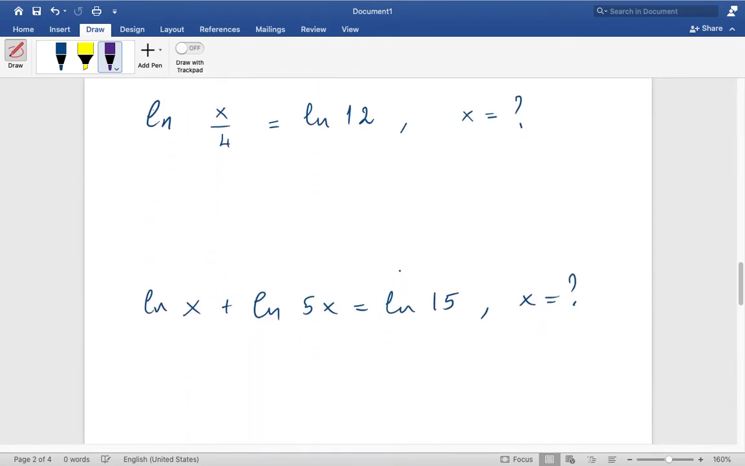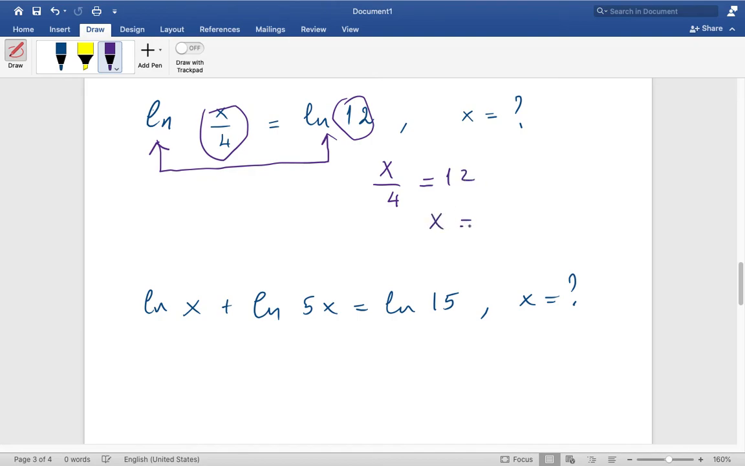So another logarithmic question. Whenever we have equal bases in the logarithm, ln means base e, ln means base e, the arguments are directly equal to each other. So I can say that x over 4 is equal to 12, and then cross product, x is equal to 12 times 4, which is 48. So x, could it be 48? Yes. Why? When x is 48, 48 over 4 will be 12, and 12 is greater than 0, then it is defined.